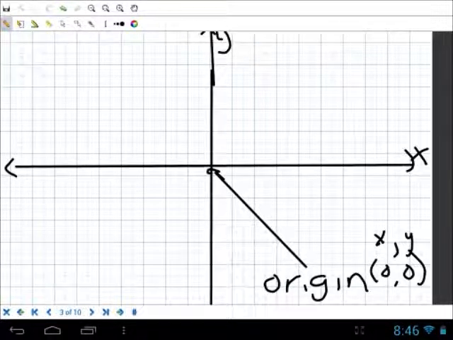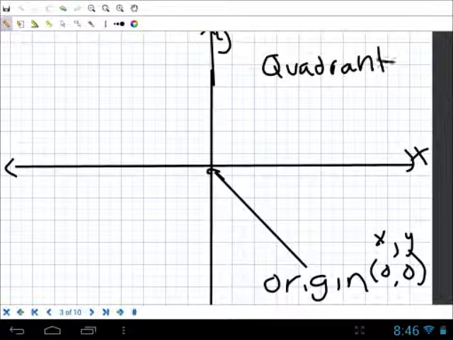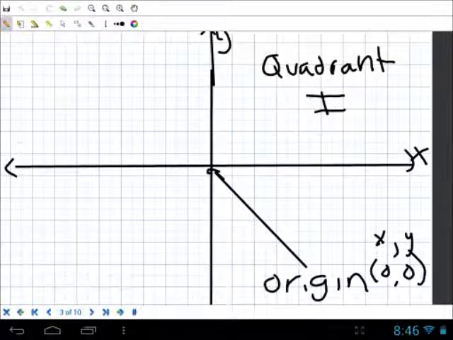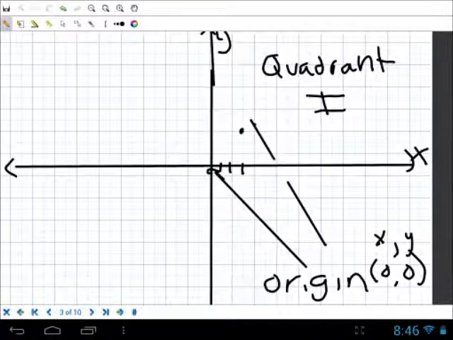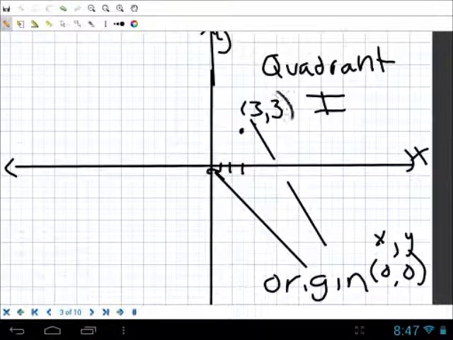So now over here is what's known as quadrant 1. Over here, all x values are positive, and so are all y values. So let's say this point right here. This would be 1, 2, 3 over to the right, so our x value is 3. And then we're also up 1, 2, 3 on the y-axis, so our y value is 3.